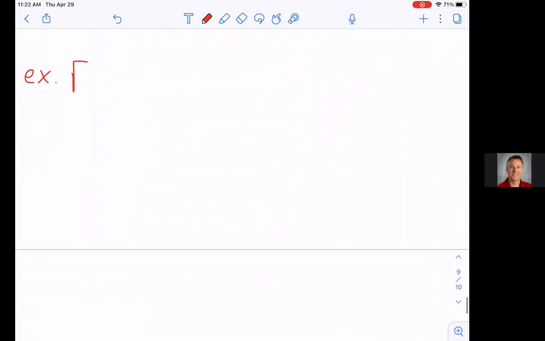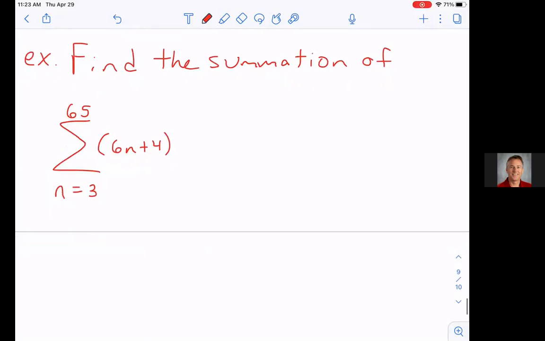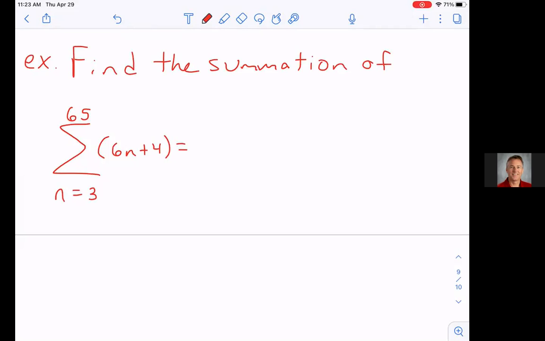So let's find the summation of this. So I have a sigma from n equals 3 to 65, and 6n plus 4 is my equation. All right, so that's how the question will be worded. So what we need to do then is, let's get a visual for the string of numbers we're talking about.